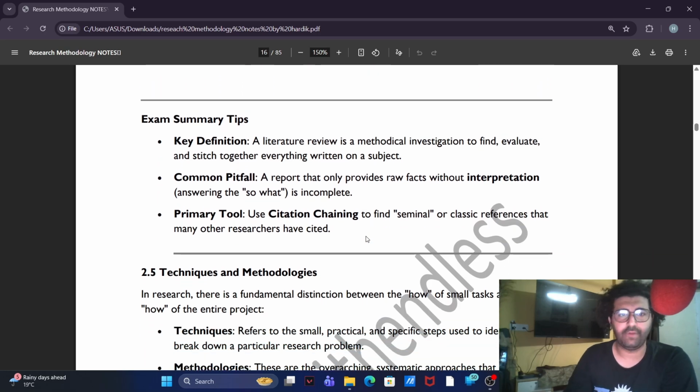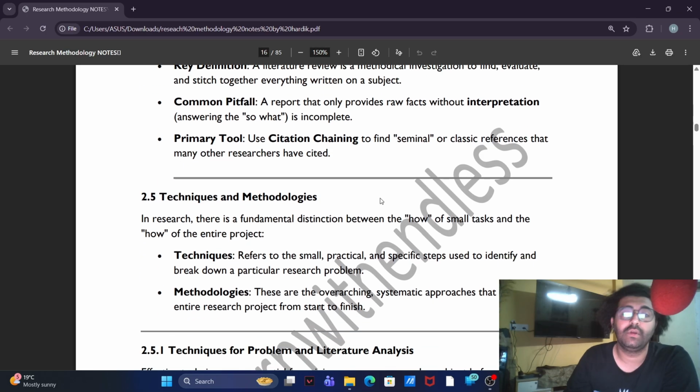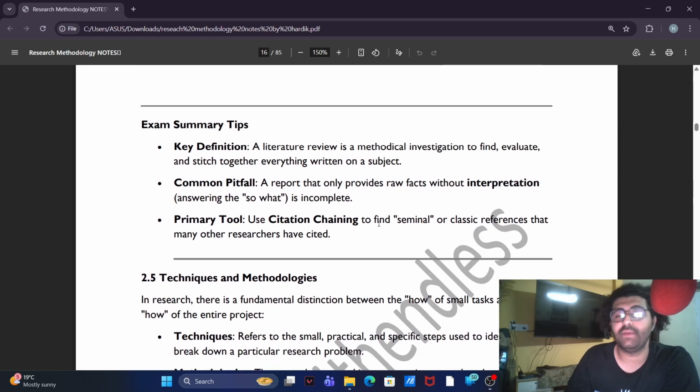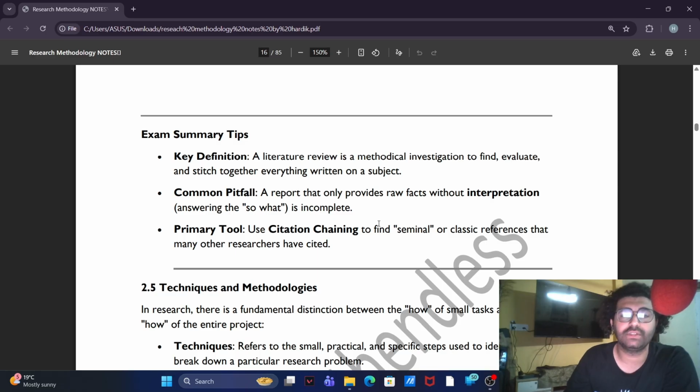Here is a tip for you guys. A literature review is a methodological investigation to find, evaluate, and stitch together everything written on a subject. What is a common pitfall? A report that only provides raw facts without interpretation, answering the "so what?", is incomplete. What is the pro tip? Use citation chaining to find the seminal or classical reference that many other researchers have cited.